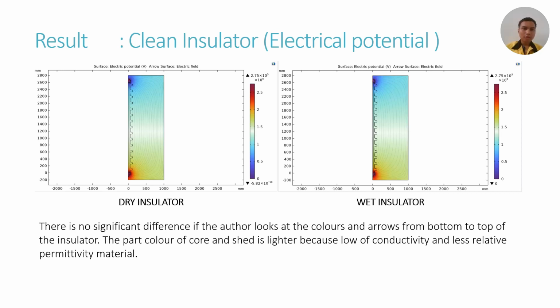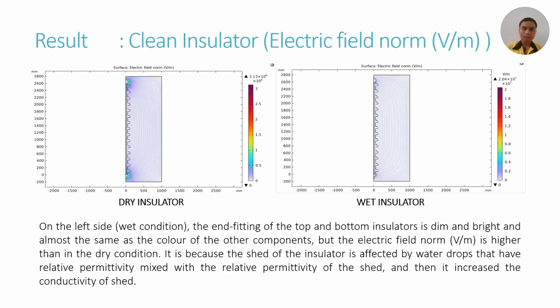So this is our first result, clean insulator electrical potential. In this figure, from the bottom of the insulator to the top of the insulator is the high voltage to the ground. There is no significant difference if the audience looks at the colors and arrows from the bottom to the top of the insulator. The color of the core shade is lighter because of low conductivity and less relative permittivity material.